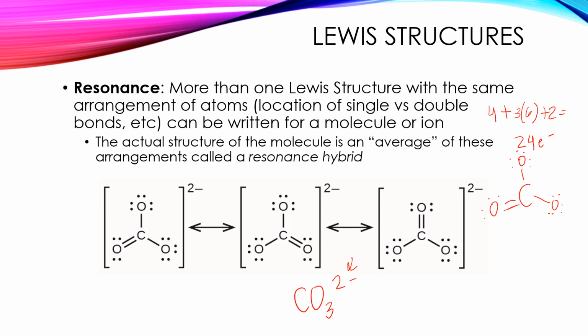Now I'm going to check my formal charges because I got to make sure everything adds up to -2. So oxygen normally has 6, 1, 2, 3, 4, 5, 6. So that's a formal charge of 0. Carbon normally has 4, 1, 2, 3, 4, formal charge of 0. Oxygen normally has 6, 1, 2, 3, 4, 5, 6, 7. So there's -1, and here's -1. So that gives me my overall charge of -2.